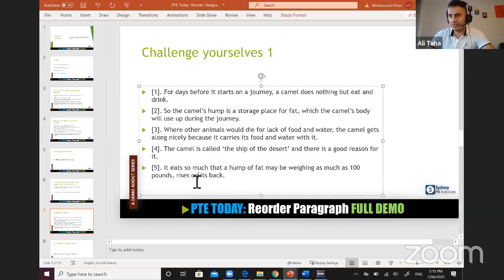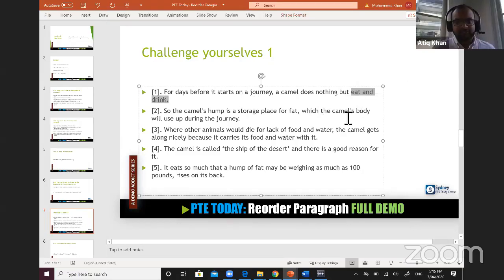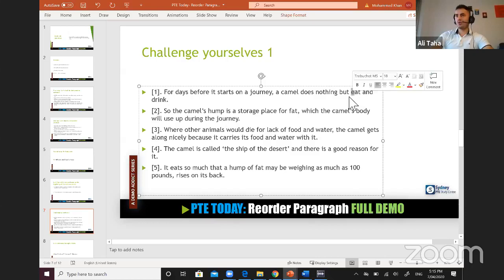And there is another sentence, I think it's the first sentence. It says, for days before it starts on a journey, a camel does nothing but eat and drink. So I can already lock those two down, because it's saying it. What is that it? So I would necessarily put number 1 before number 5. This is great. Yes, number 1 goes with number 5.